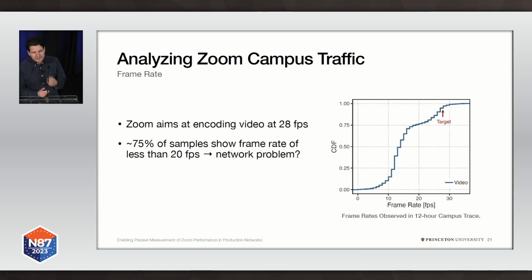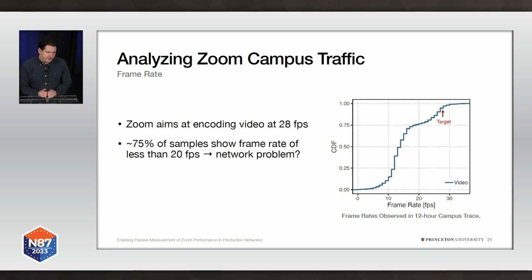Next, we look at frame rate. Frame rate is particularly interesting because this is something that's very tangible to the user, and even small and short-term variations can have a direct visible impact on the video quality. So we know that Zoom, under perfect conditions, without any loss, aims at encoding video at roughly 28 frames per second, with some variability due to the software encoding that they do.